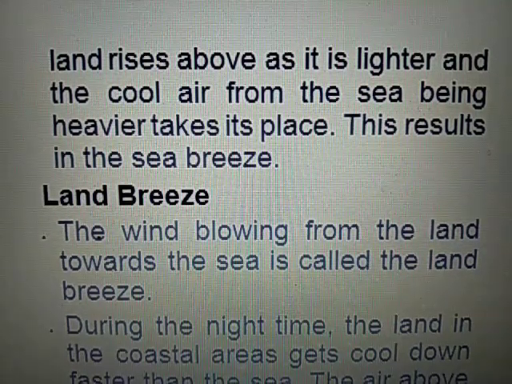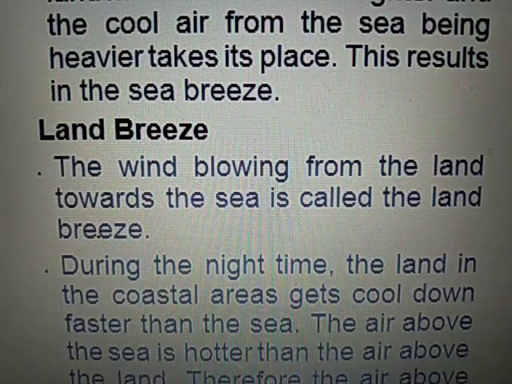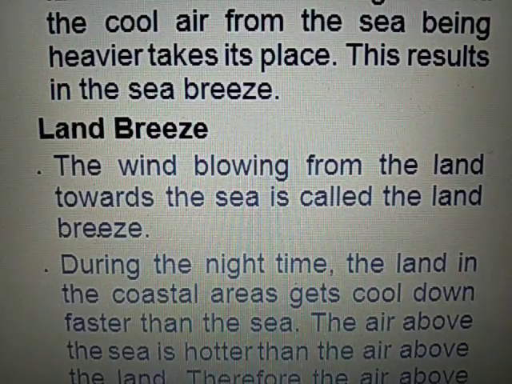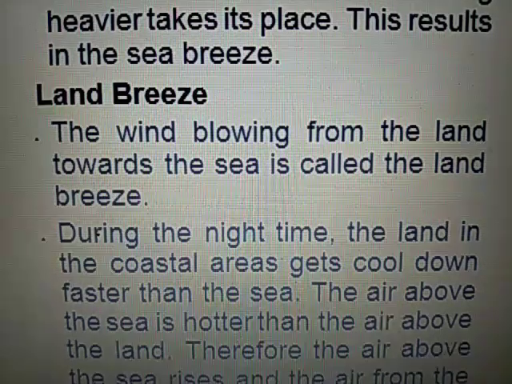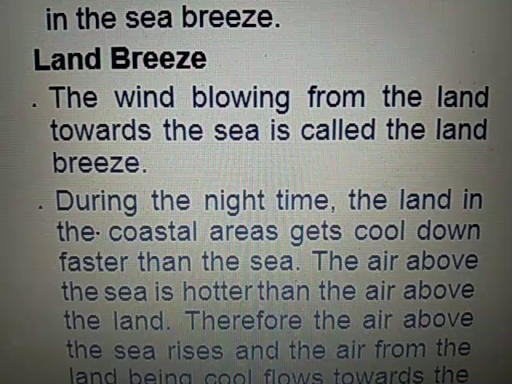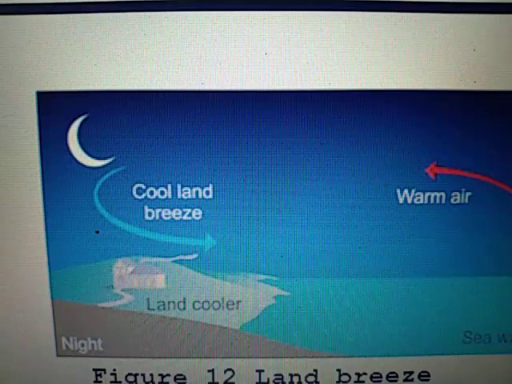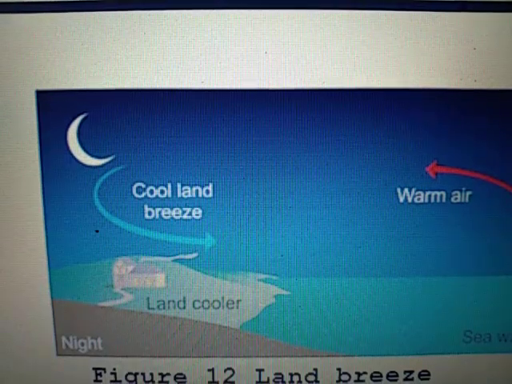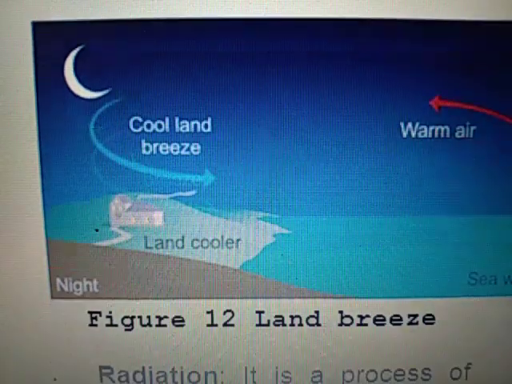Similarly, in the case of land breeze, which takes place during night, the wind blows from land towards the sea, because at night the coastal areas get cooled, that is, the land gets cooled down faster than the sea, and the opposite process takes place. You can see in the diagram, cool air from land moves towards the sea.